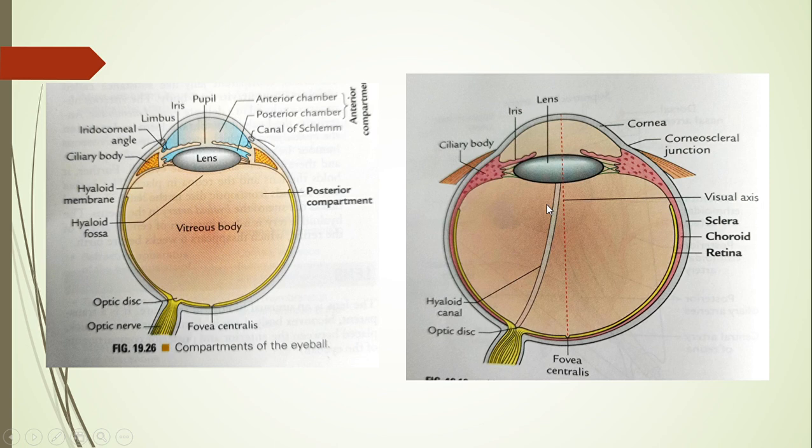The vitreous body has three main functions. It contributes to the magnifying power: light passes through it, so it magnifies the power of the eye. It supports the lens and maintains the position of the lens, and it holds the layers of the retina in place. So the spherical structure of the eyeball is maintained by the vitreous body present inside, which keeps all the layers and the lens in position and also magnifies the light entering it.